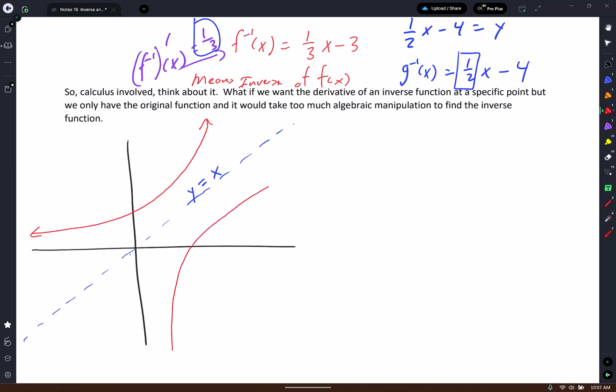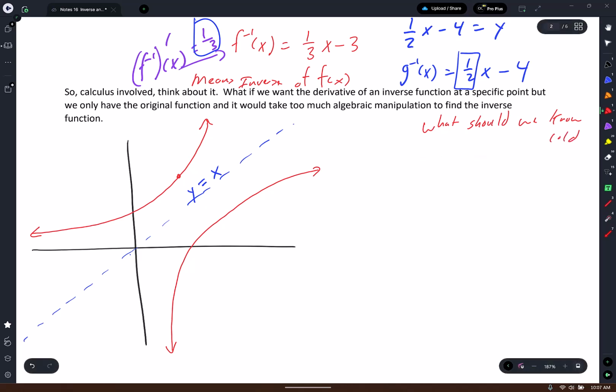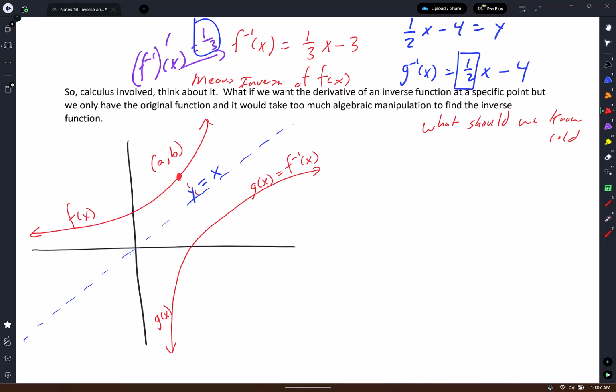All right, so here is a log, and I'm going to put a point. So what should we know cold? Let me go ahead and write it like this. I'm going to call this graph f of x. I'm going to call this graph g of x, and I'm going to say that g of x is the inverse of f, because it reflects over y equals x. Are we still okay, guys? I didn't draw it perfect. If I have a point here, a comma b, then this point here is b comma a.